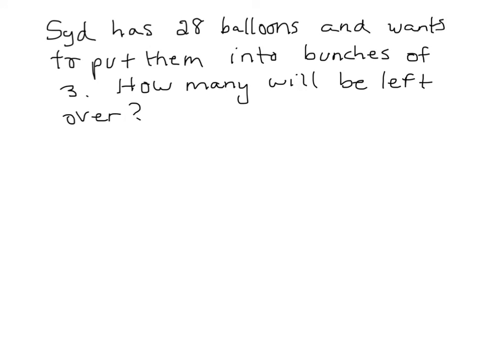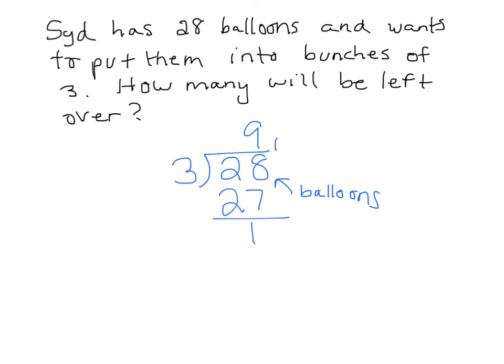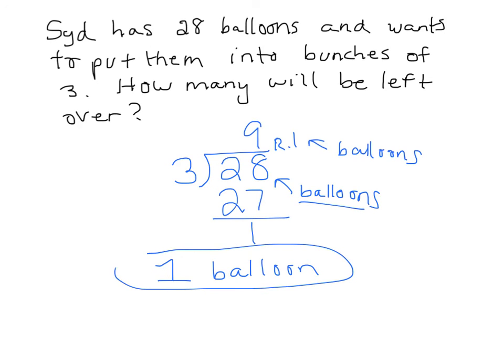Now let's try this last one here. Sid has 28 balloons and wants to put them into bunches of 3. How many will be left over? So there's 28 balloons into bunches of 3. And if I'm dividing balloons, there's going to be balloons left over. Now let's look at the question. It's just how many will be left over. So the answer is 1 balloon left over.